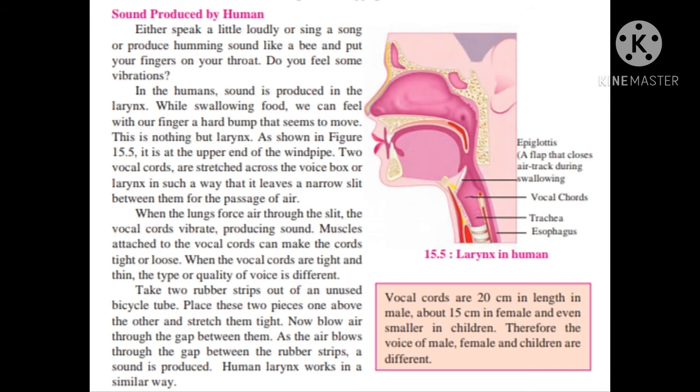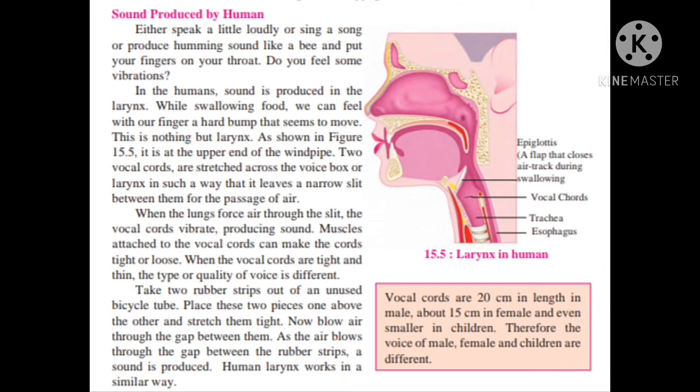While swallowing food, we can feel with our finger a hard bump that seems to move up and down. This is nothing but larynx. So as shown in figure number 15.5, it is at the upper end of the windpipe. Two vocal cords are stretched across the voice box or larynx in such a way that it leaves a narrow slit between them for the passage of air. So when the lungs force air through the slit, the vocal cords vibrate, producing sound.